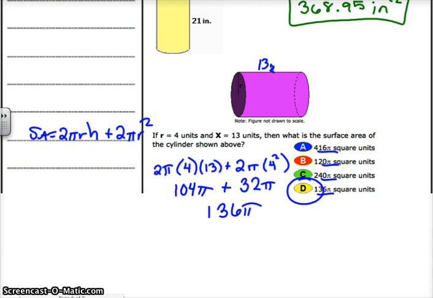Anytime you're dealing with circles, see if they want you to keep it as pi or 3.14. Okay? Will they tell you that all the time? Well, the answer choices will be given with pi, but they're not going to tell you. They'll tell you if they want you to use your calculator's version of pi or 3.14.